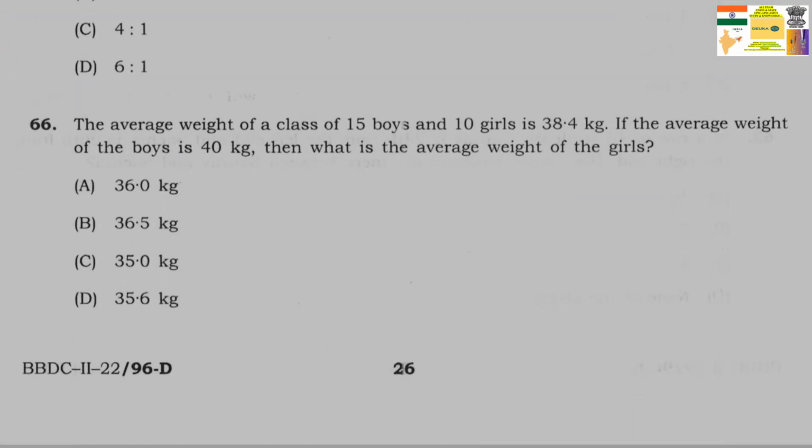66 question. The average weight of the class of 15 boys and 10 girls is 38.4. Total student all 25. যাৰ average per student kg ওলাইছে 38.4. If the average weight of the boys is 40 kg, what is the average weight of girl? Option A is 36 kg, option B is 36.5 kg, option C is 35 and D is 35.6 kg. Answer is A, that is 36 kg average weight of the girl.